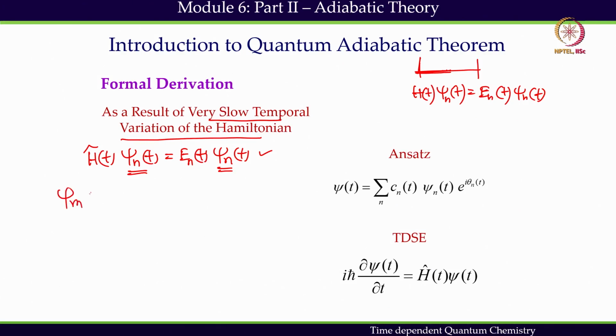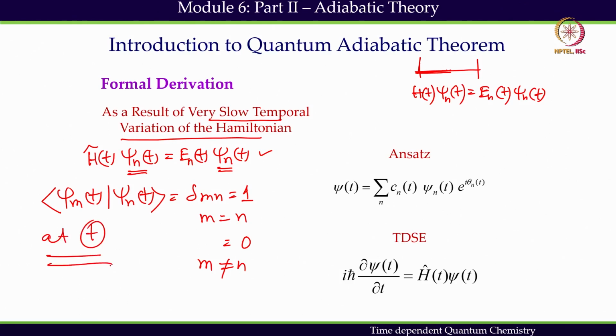<psi_m(t)|psi_n(t)> equals delta mn, using Dirac's notation, which is nothing but 1 when m equals n, and 0 when m not equals n. So those states remain orthonormal at that time. At time t, immediately after the process has been turned off, those stationary states remain orthonormal. So these are the facts we have considered to solve this problem.